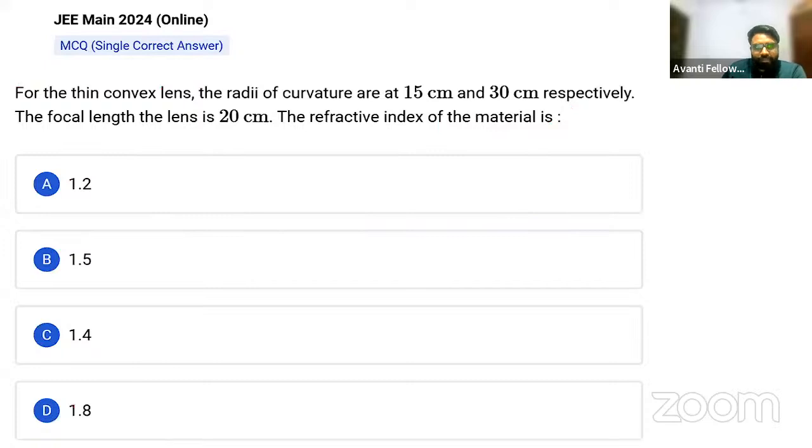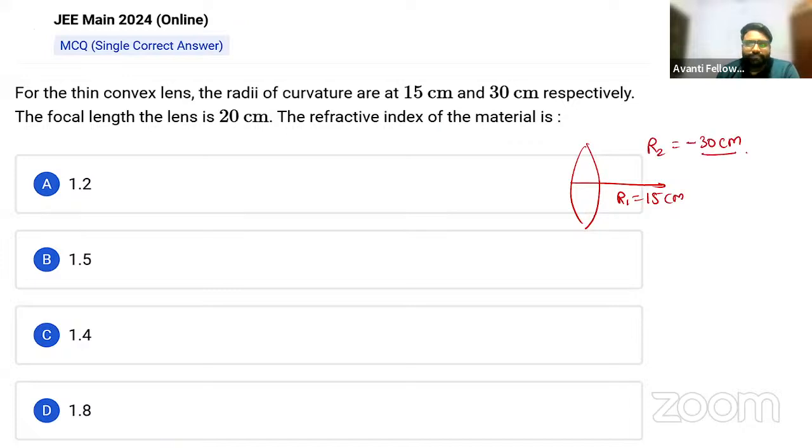अभी पहले ये क्वेश्चन देखो आप. For a thin convex lens, the radii of curvature are 15 centimeter and 30 centimeter respectively. The focal length is 20 centimeter. The refractive index of the material is. ये वाला जो पार्ट दिया ना 15 सेंटीमीटर, R1 is given as 15 सेंटीमीटर, R2 is given as -30 हो जाएगा ऑटोमेटिकली, F is given as 20 सेंटीमीटर और फोकस इसका पॉजिटिव ही होता है.